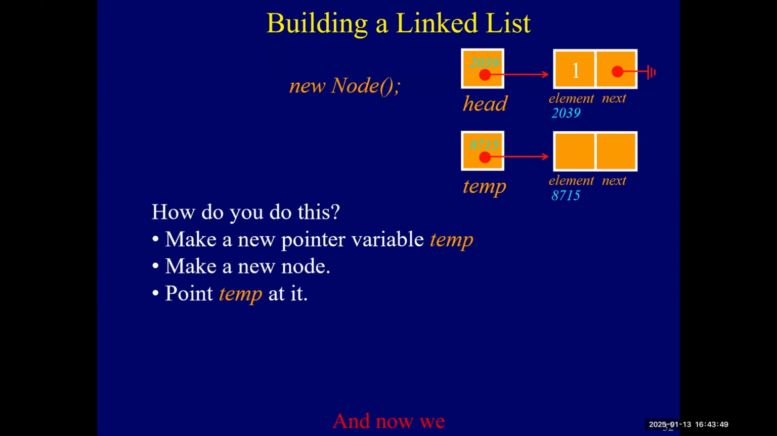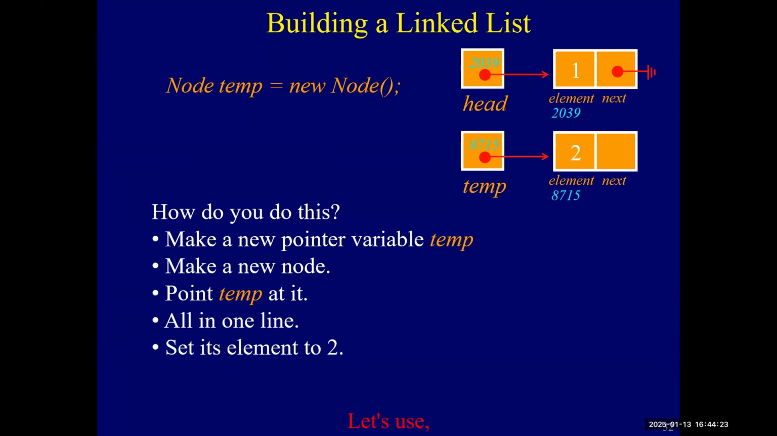And now we want temp to point at it. So temp is now going to point at the new node. And you can do it all in one line. We allocate the memory for temp, we allocate memory for node, and we put the value into temp. It's kind of like you're setting up the variable temp and giving it its initial value all in one line.